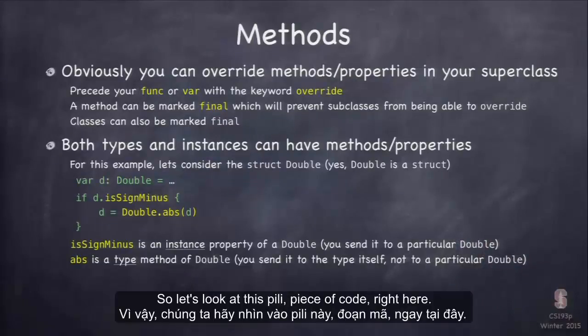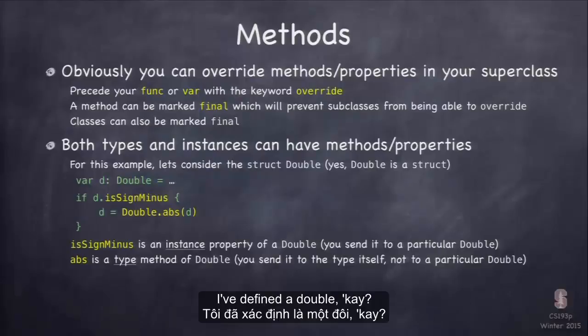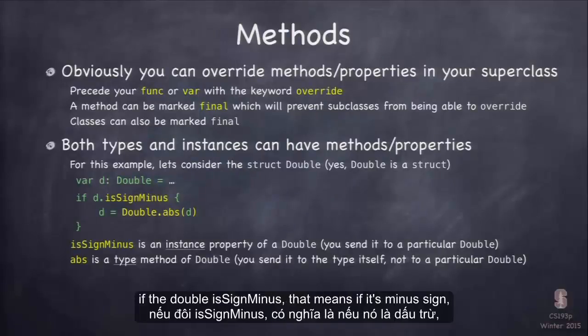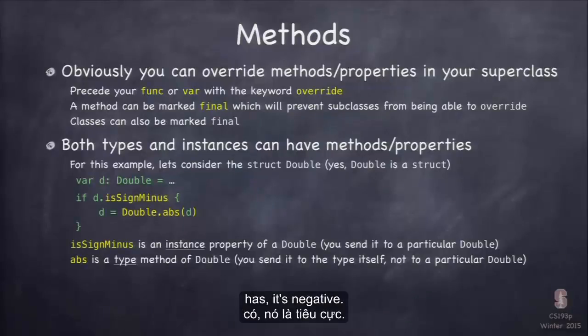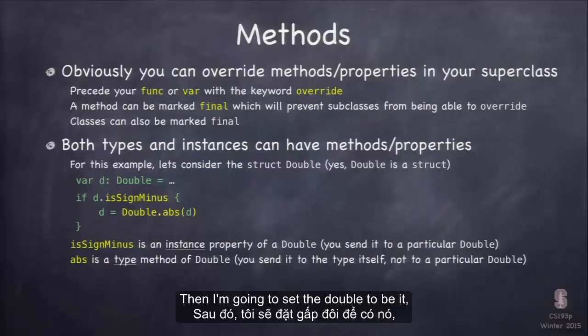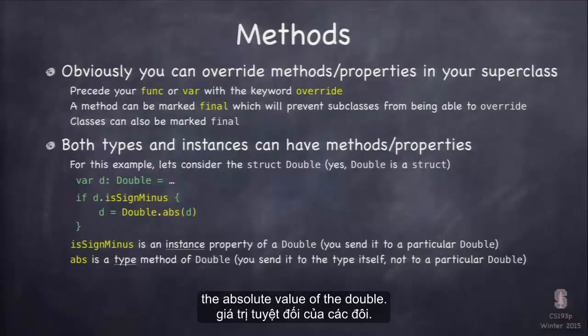Let's look at this piece of code right here. I've defined a double, this var, which is a double. And I say if the double is sign minus, that means if it's a minus sign, it's negative, then I'm going to set the double to be the absolute value of the double.